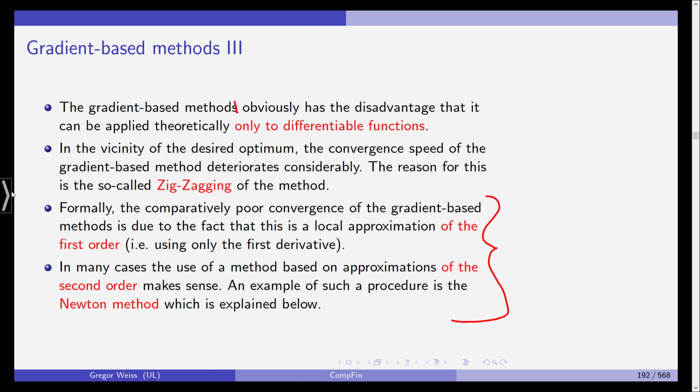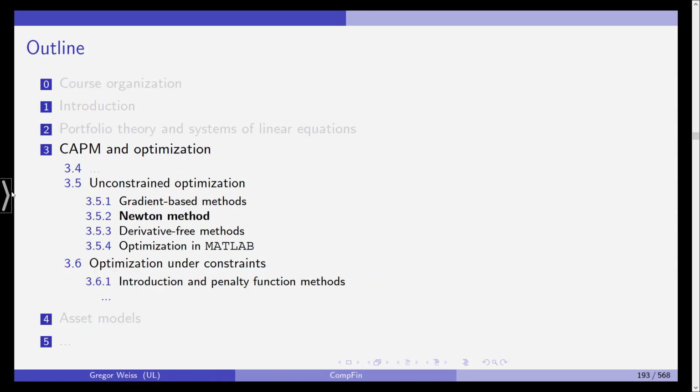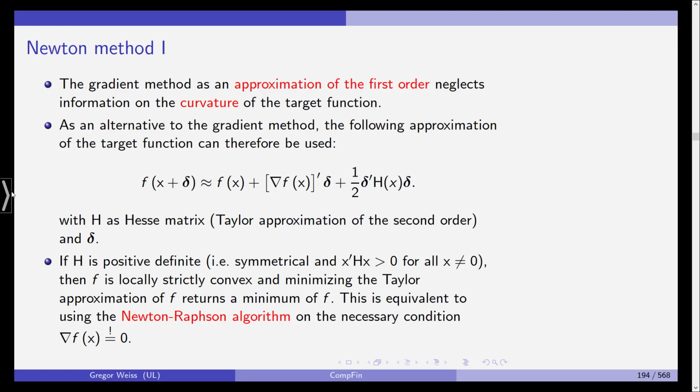derivatives are better. So the next example is Newton's method, which uses not only the first partial derivative, but also the second one. So this is a Taylor approximation of the second order, and we are now using the gradient, but also information on the curvature of the target function. So as an alternative to the gradient method, we are approximating the target function f of x plus delta by f of x plus the gradient times delta plus half delta times the Hessian matrix, again times delta.